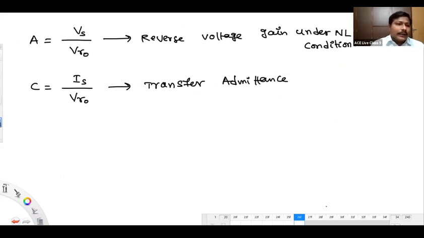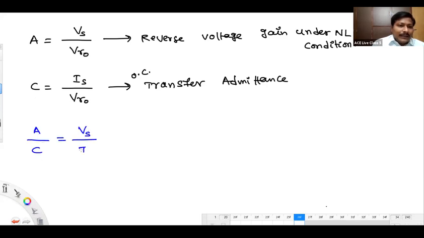Or open circuit transfer admittance of the transmission line. Like that also you can write. I'll write here open circuit transfer admittance. Okay, next, what is that A by C you can expect now?